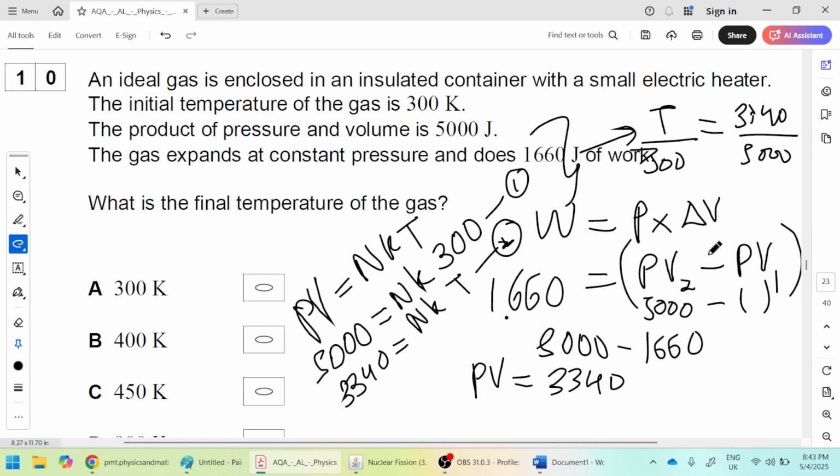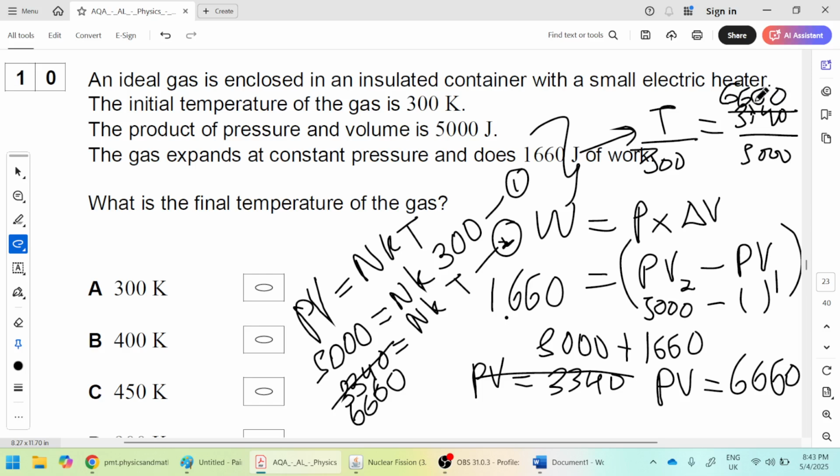The logic here that I was explaining, like it has to be smaller than 5,000. No, in fact, it has to be bigger than 5,000. So this has to be plus, which means PV is equal to 6,660, which means that this number has to change to 6,660, and this number has to change to 6,660, which means temperature is actually 399, which is 400.